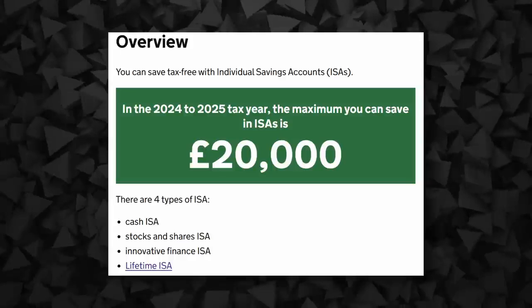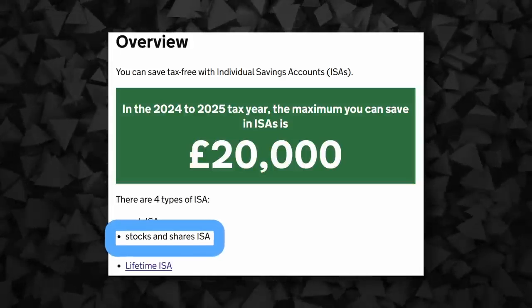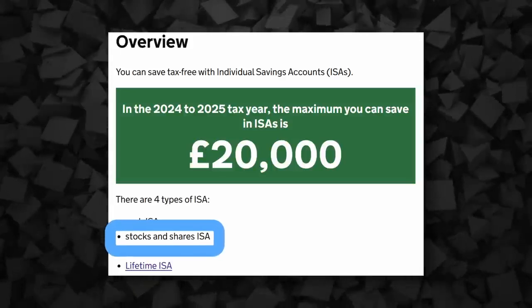Now, I've gone into a lot more detail on step 1 in other videos, but as a quick recap, if you're based in the UK and you're going to be investing for the long run, you almost certainly will want to use an ISA account, specifically the Stocks and Shares ISA, as this allows you to invest up to £20,000 per tax year completely tax-free.